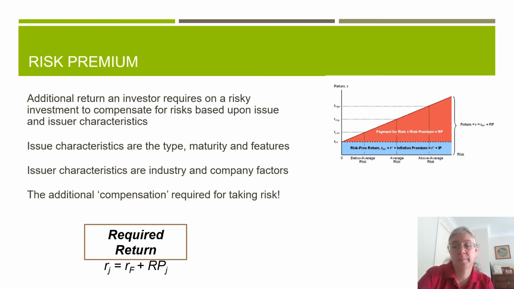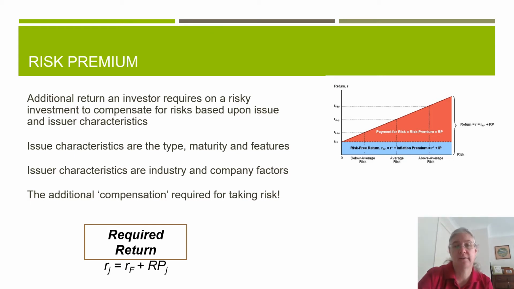Okay, so the third part of the formula was the risk premium. That formula was talking about what's the risk premium for J. So this is the extra part of the return that the investor requires based on the risks of that actual investment. So the risks based on the issue and the issuer characteristics.